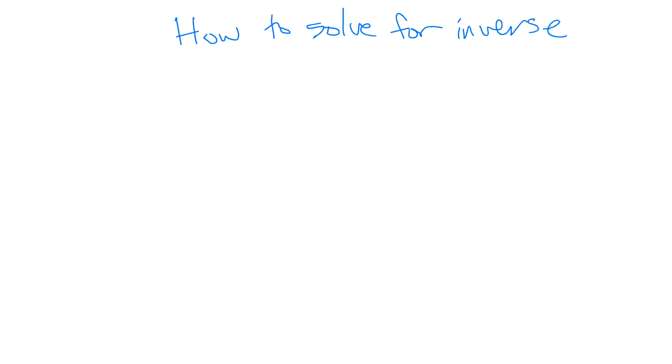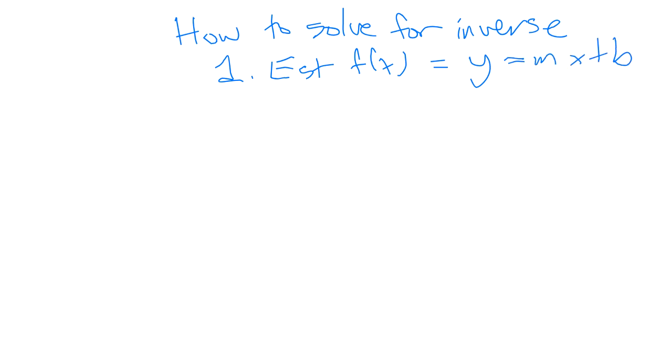So the first thing we're going to do is establish that we have some function, that our function f of x is going to equal some y. Just for this example, let's say we have a linear function. So a linear function is going to be y equals mx plus b. But once again, this is solely for example.